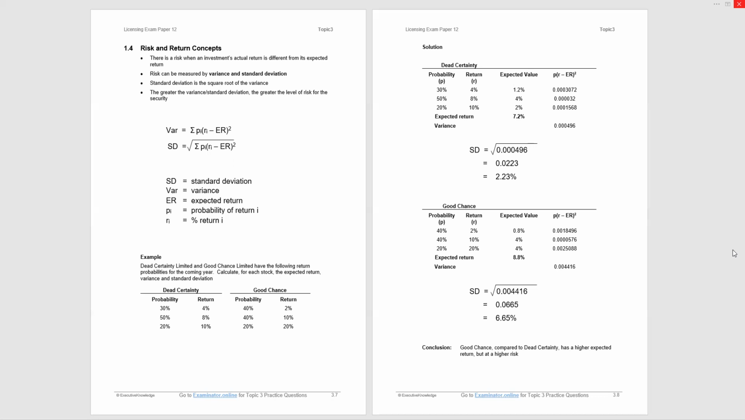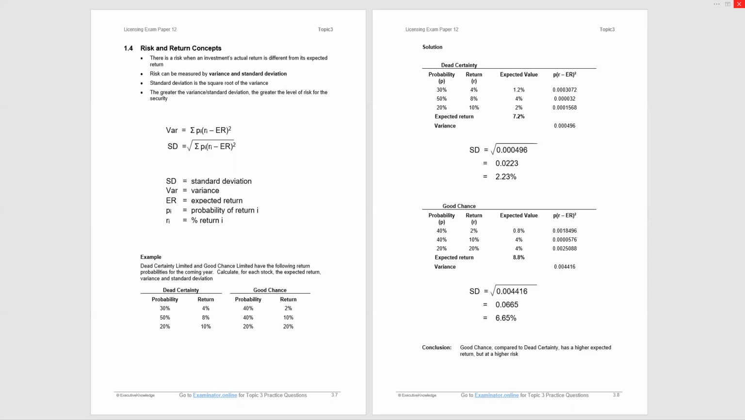We add them up, and that is the variance, 0.000496. Now, the variance, yes, is a measure of risk, but it's not as meaningful as the standard deviation when we take the square root. So we take the square root of 0.000496 and we get 0.0223. Now remember, we've been dealing in decimal, so we can translate that back into percentage, 2.23%.